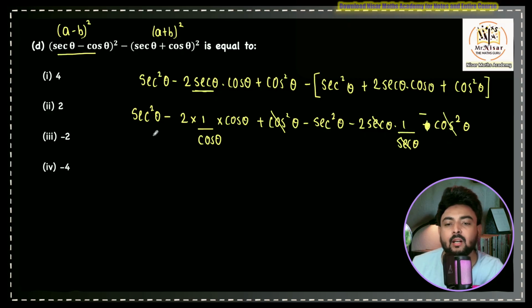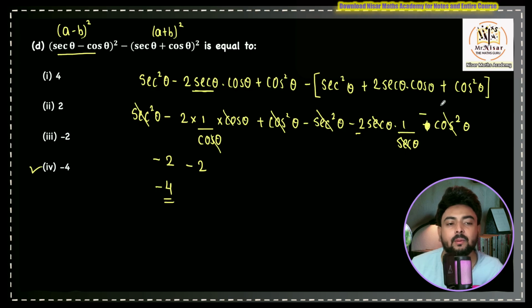So what is remaining now? Here also sec square theta minus sec square theta is going to get cancelled. Here cos is going to get cancelled. So here we are left with minus 2 into 1, that is minus 2, and here we are left with this minus 2. So minus 2 minus 2 is going to become minus 4. So that is option number 4. I hope it is quite clear. We just applied the formula for (a minus b) whole square and (a plus b) whole square. Okay, I hope it is quite clear.